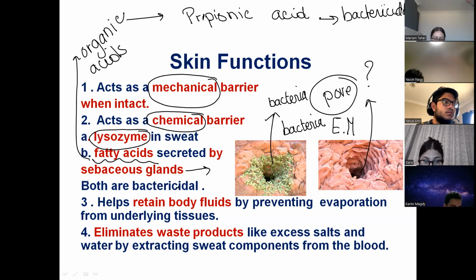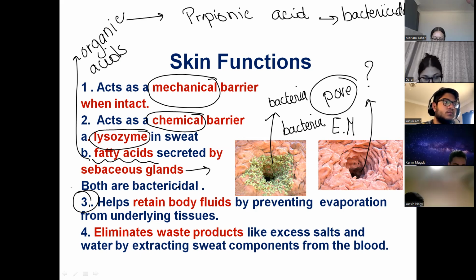The third important function of the skin is that it retains body fluids because it prevents evaporation from the underlying tissues. What exactly in the skin prevents evaporation from the underlying tissues? Keratin. Yes, very good. Keratin is a waterproof substance that is present in all the layers of the epidermis, in all the keratinocytes, and it makes the skin waterproof, meaning that it cannot absorb water from the outside environment, but meanwhile, it does not allow evaporation from the underneath tissues.